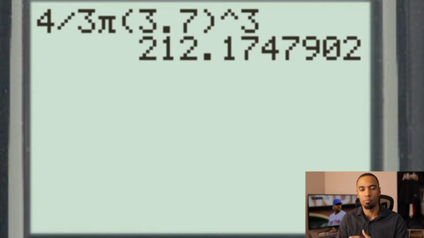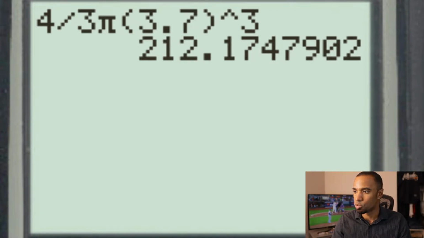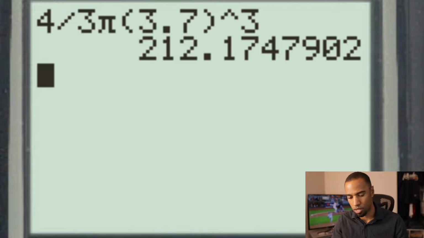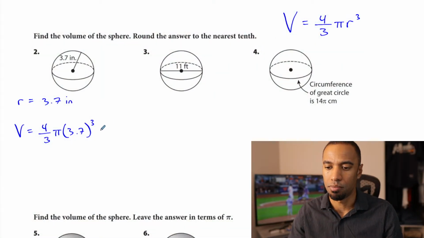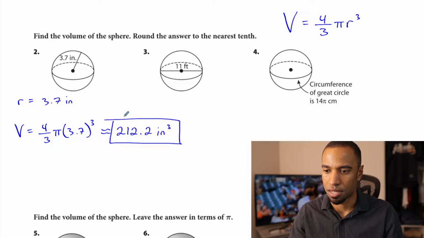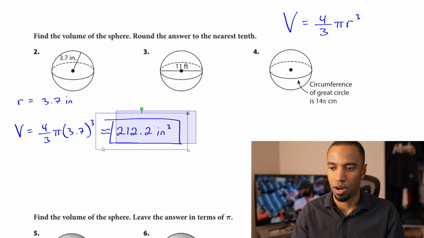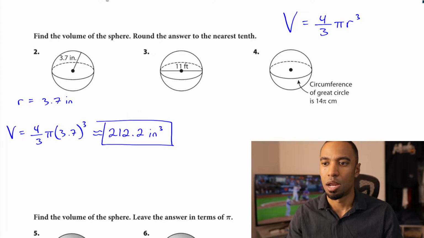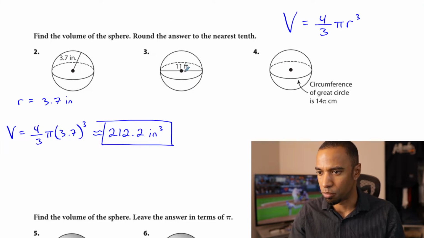That's 212.17, so 212.2 if you round to the nearest 10th. So that's about 212.2, and this is cubic inches. There you are. That's number 2. Number 3, let's use a different color because I'm leaking over.